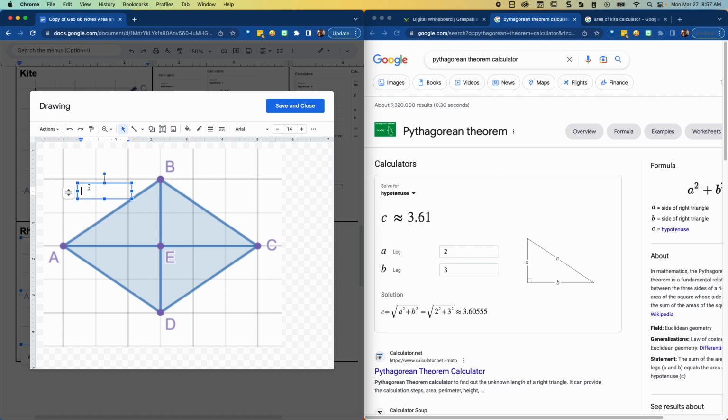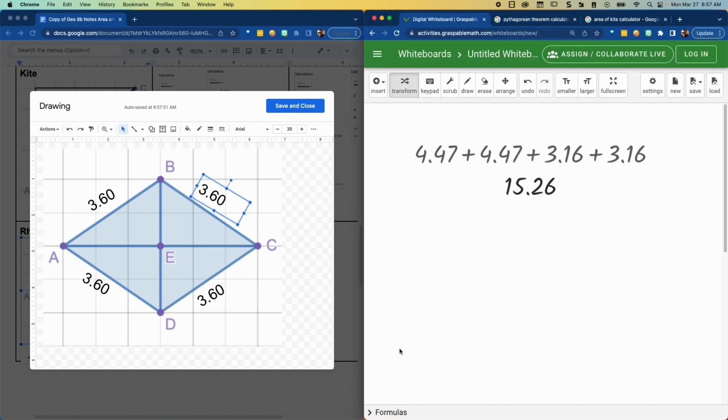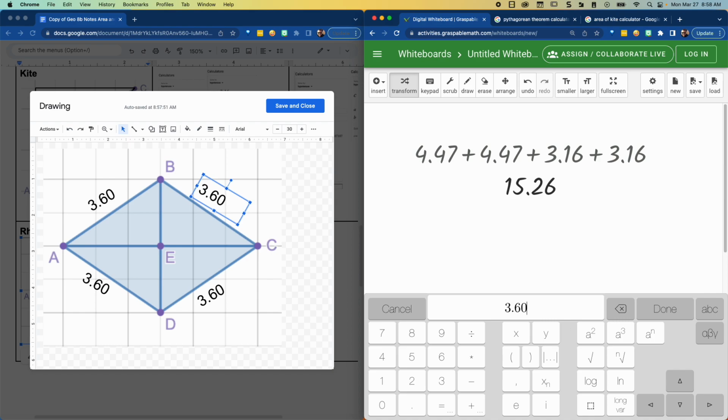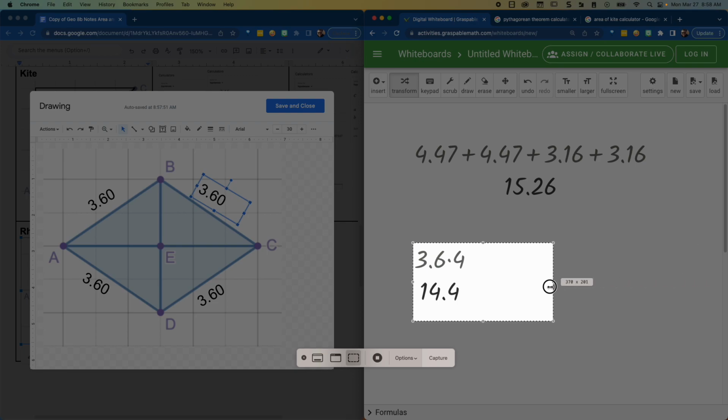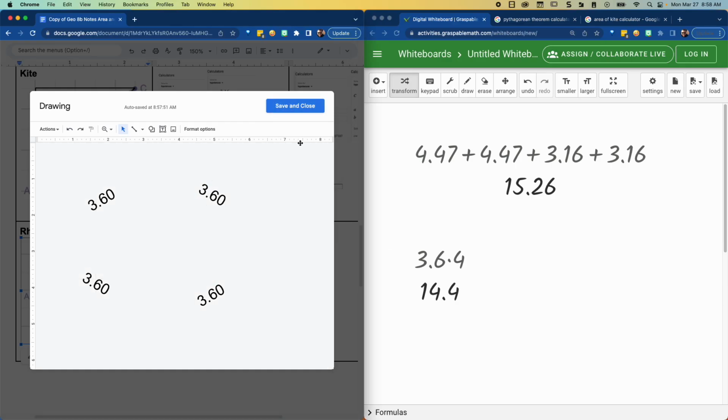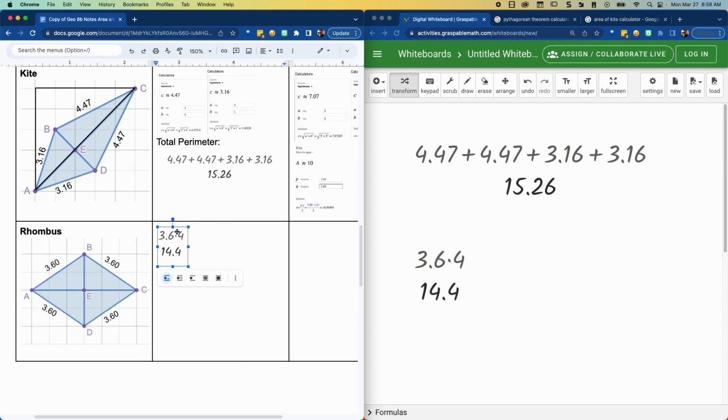So I'll insert a text box on here, 3.60. There we go. But now that 3.60 is all of these. So to calculate this one, I can just say, insert equation, 3.60, and I could just say times 4. I could add it 4 times, but same thing as just multiplying it by 4. And that gives me the perimeter for the rhombus. So I'm going to put that in there. That's my total perimeter.